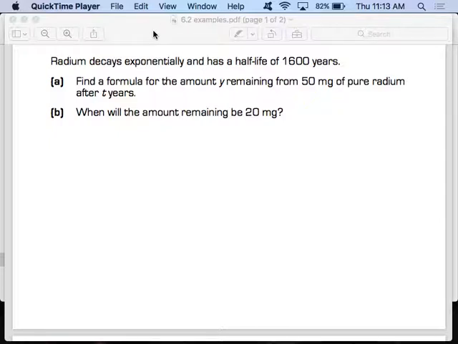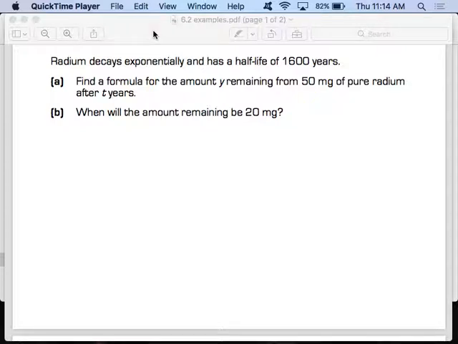Will it ever disappear? No. You just keep dividing things in half over and over again. That's why Chernobyl is still uninhabitable, because there's still radiation there after, I think it's been 30-something years, 40-something years. So let's talk about some radium here. It's got a half-life of 1,600 years.